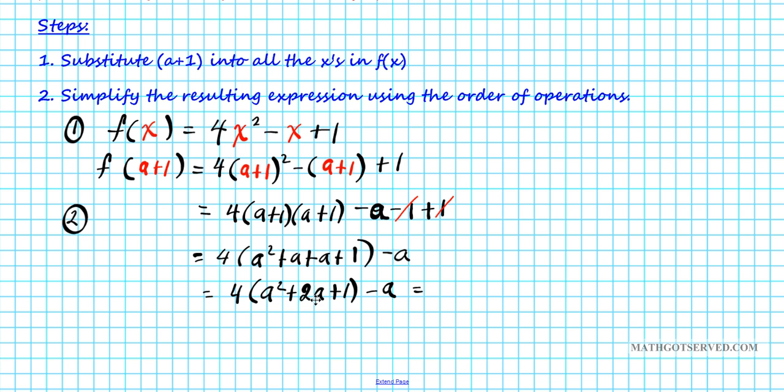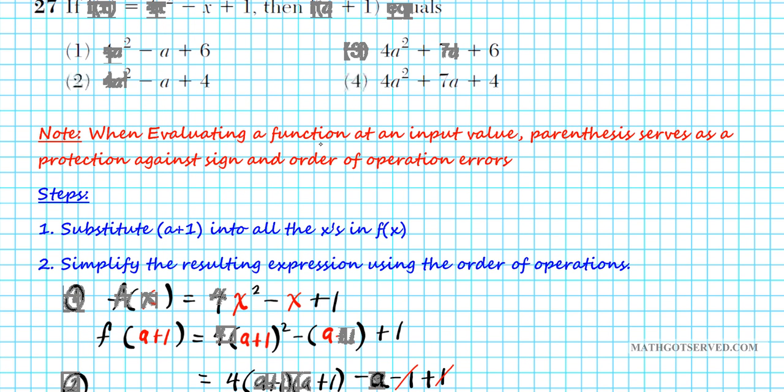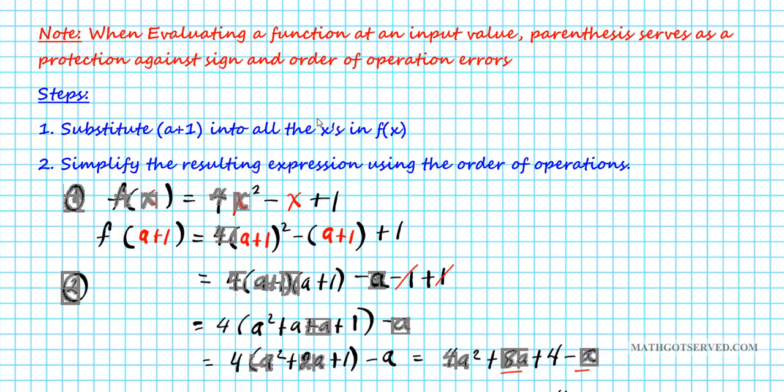Now we can distribute 4 to all three terms. So we have 4a squared plus 8a plus 4 minus a. Okay, now simply combine 8a and negative a. That should give us our final answer, which is 4a squared plus 7a plus 4. All right, so that's f of a plus 1 given the function, and our answer is option number 4, 4a squared plus 7a plus 4.